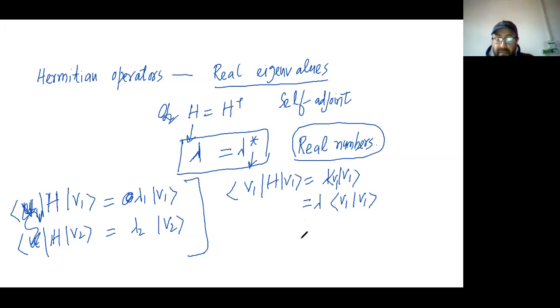Now, if we have the same operator, but it is operating on a different state, and let's assume it has a different eigenvalue. If we have states which have different eigenvalues, let's call them lambda 1 and lambda 2. It's better to keep it this way so that we don't confuse things. So this will be lambda 2, and this will become v2.